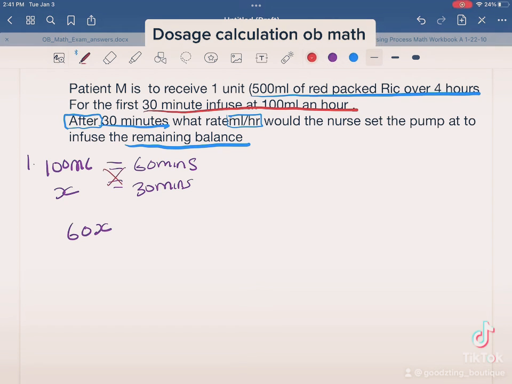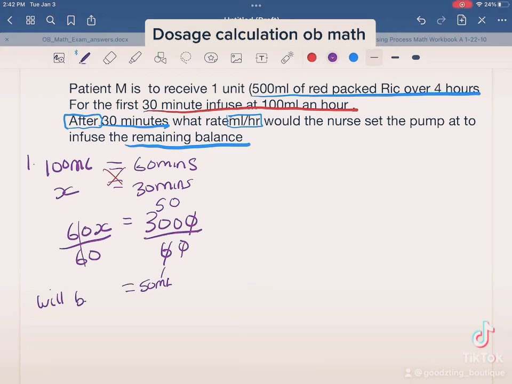I pretty much cross multiply. It's kind of like ratio and proportion. So I cross multiply, and I'm going to end up with 60x equal to 3,000. I divide both sides by 60, and that leaves me with x equal to 50 milliliter. So okay, I now know that 50 milliliter is infused in the first 30 minutes.